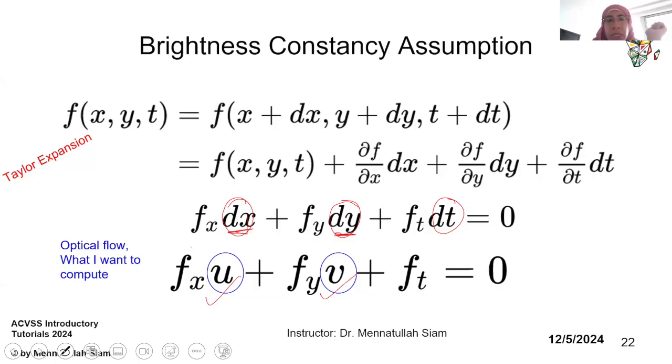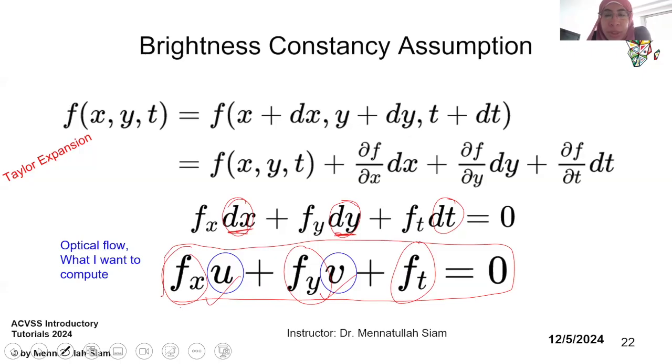So we're going to need the gradients in the x direction, the y direction, and the temporal one as well, in the t. And all of this is what constructs this equation. But now, how many unknowns do I have? How many things am I trying to compute? Remember, just as a refresher. How many equations do I have now and how many unknowns am I trying to compute?